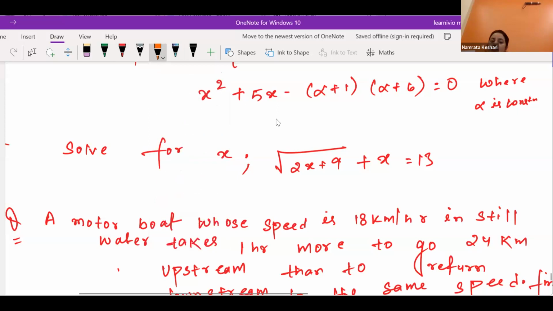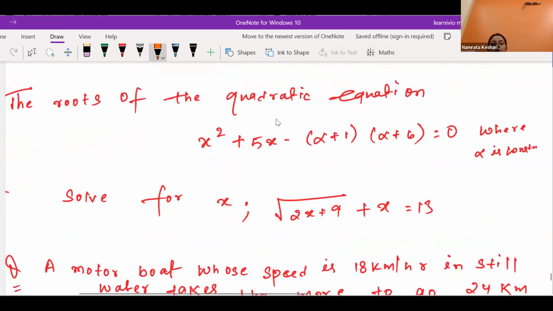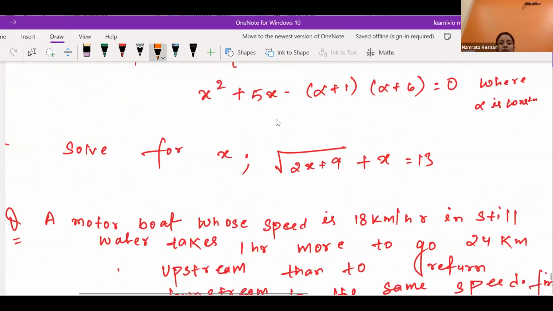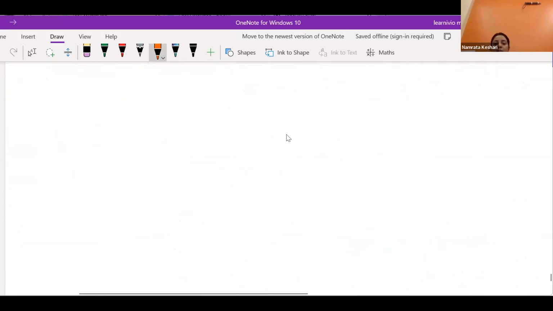So the first one is x square plus 5x minus, this is what we are having, equals to 0, where we have to solve it for x. Okay, we have to find the x value. Yeah, roots of the quadratic equation we have to find over here. Let me write it below. X square plus 5x, then minus alpha plus 1, alpha plus 6, where alpha is a constant. Okay, alpha plus 1, alpha plus 6 is equals to 0, where alpha is a constant.